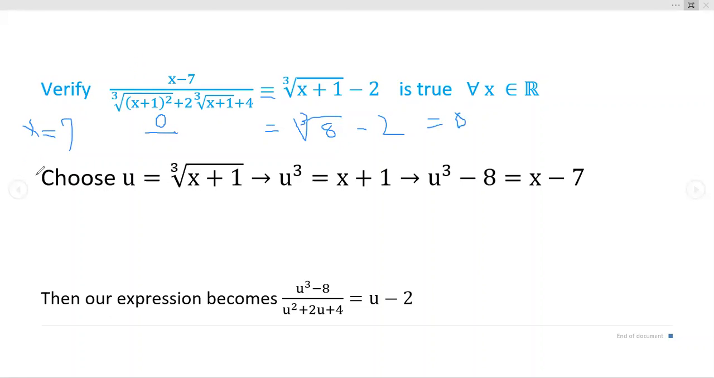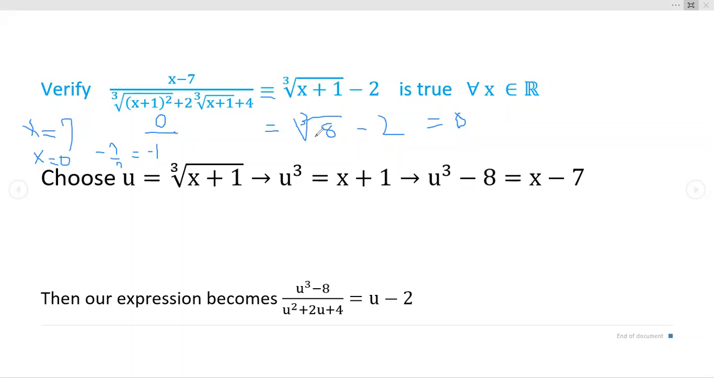And also, it's not too hard to verify for x equals 0. You may want to try that if you want to. For x equals 0, you can almost see it happening. For x equals 0, right here you would get minus 7 over 7. But if you put x equals 0 in over here, you get 1 minus 2, which is negative 1. So it equals negative 1. All right, so we verified it for a couple of choices. x equals 7 gives you the truth. x equals 0 gives you the truth.